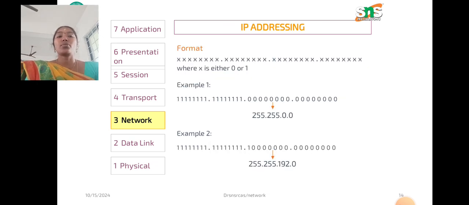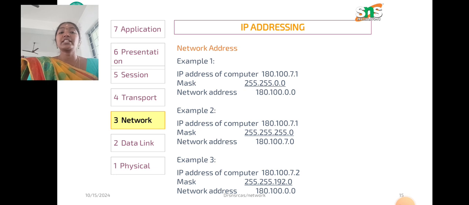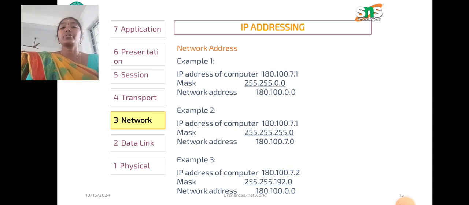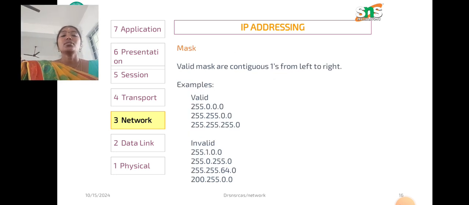And the next is the format for IP addresses and network addresses. So here, for network addresses, this is the mask, 255, where 255 is in the 0 to 255 value range. Network addresses start from 180 to 100, and the IP address of a computer is also in the 180 to 100 range. So this is the IP address. The mask is a valid contiguous run of 1s from left to right.